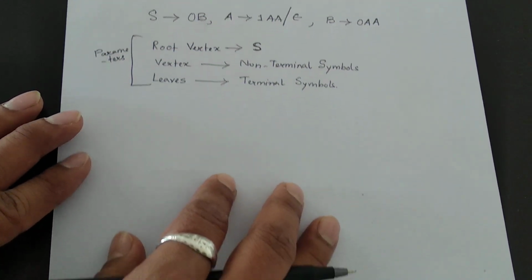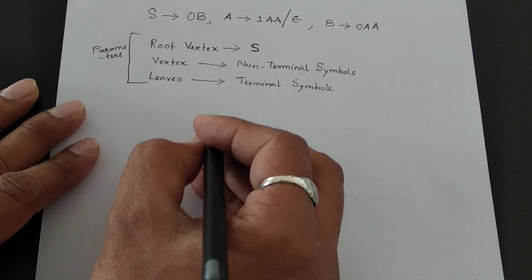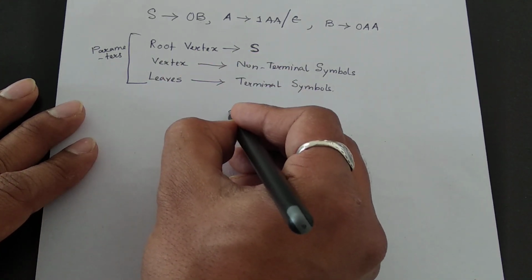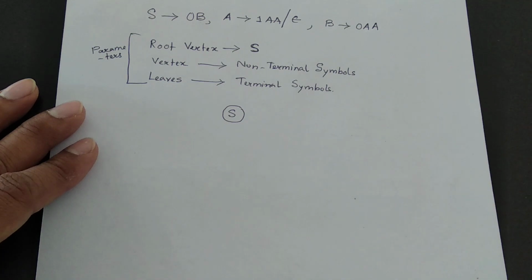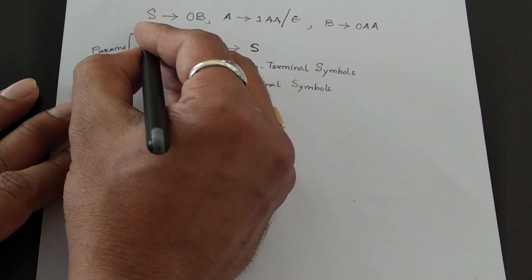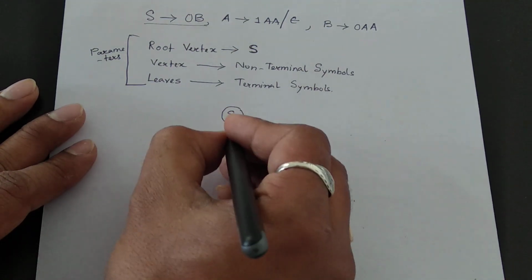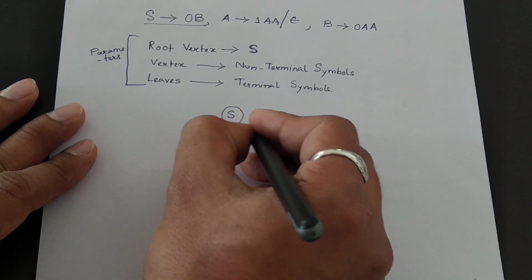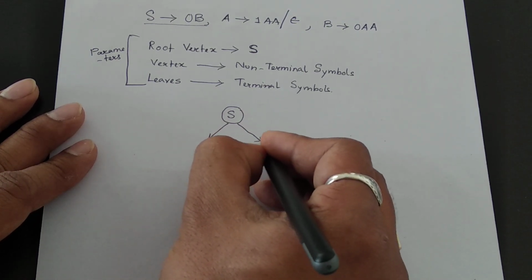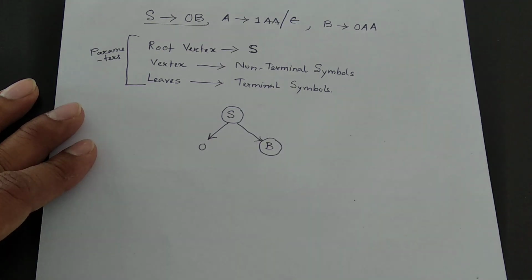Now let us check how to draw the diagram. As I told you, the root vertex is S, so S will be denoted by a circle. Always remember, only the non-terminal symbols, that means the vertices, will be represented by a circular shape. Now from S, I have this particular production, right? So from S, I can draw 0 and B. What I have to derive is a string, so I will draw a small tree only. I won't be drawing a bigger one.